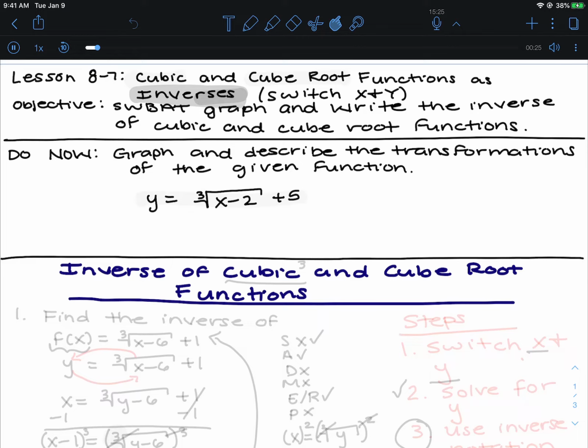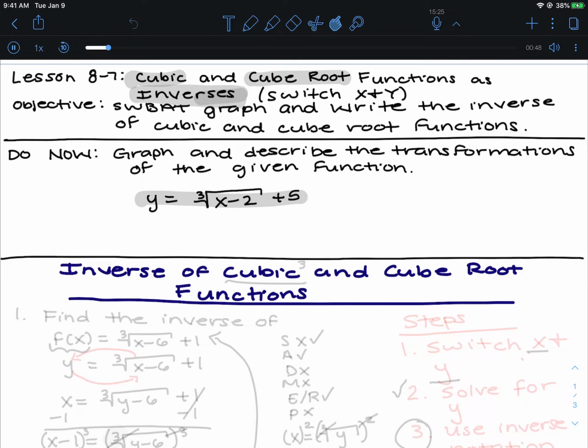Okay, now the reason why we're talking about cubic and cube root functions is because these two functions are inverses of each other, and we're going to do the math today to see what that looks like. Here is your do now question, which you guys should have done on the link that I sent you in the chat. So now let's go ahead and begin with today's lessons.